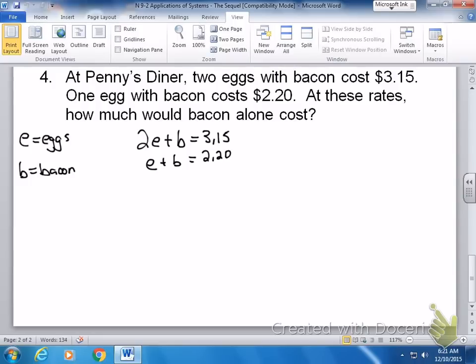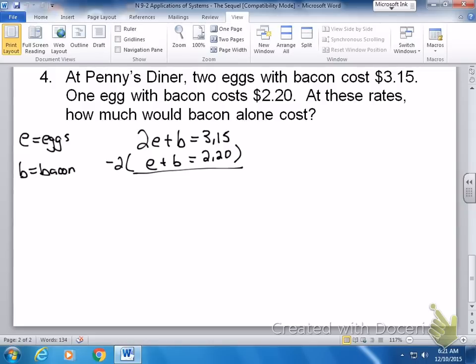So this is another one that's set up for elimination. It looks like I have 1B and 1B on both of those, but if I canceled out the B's, that's what I'm looking for. I want to know the cost of the bacon. So if I look at the E's, if I can make that bottom E negative 2E, it would cancel out. So I'm going to multiply the bottom equation by negative 2.